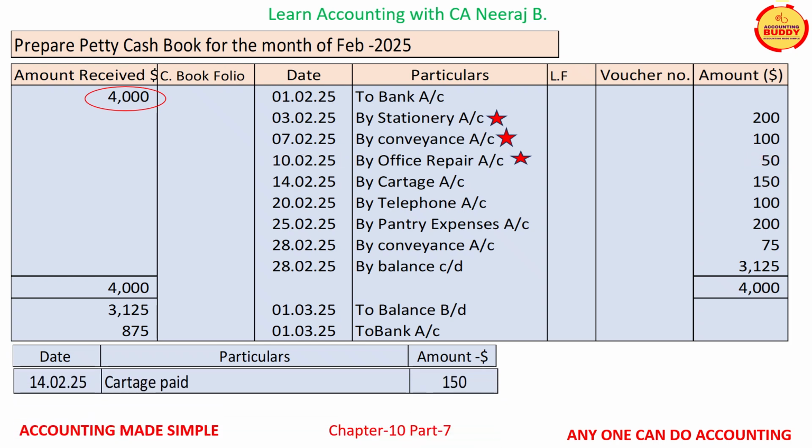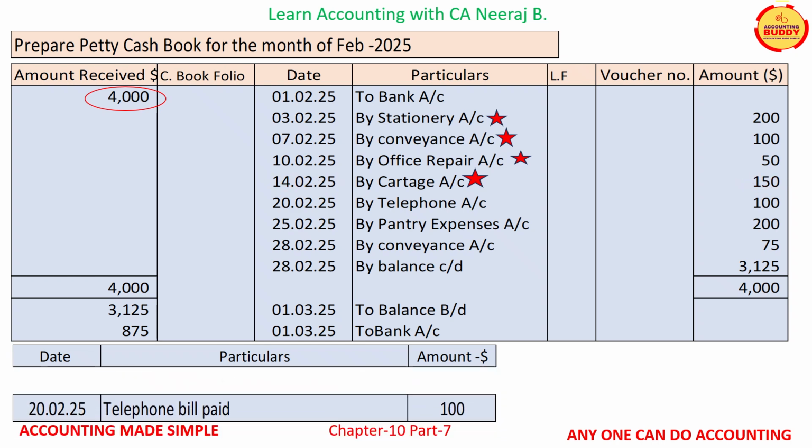On 14th February 25, petty cashier paid $150 as cartage. This transaction will be recorded on 14th February 25 by writing the words "by cartage account" in the particulars column for $150. On 20th February 25, petty cashier paid a bill of $100 for telephone expenses. This transaction will be recorded on 20th of February 25 by writing the words "by telephone account" in the particulars column for $100.